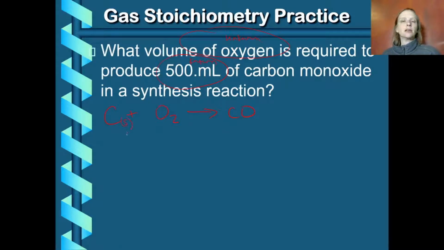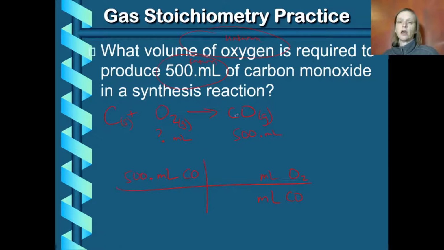Carbon is a solid, so I can't use our new trick on that material, but oxygen and carbon monoxide are gases, and those are the 2 substances I'm asking about. Carbon monoxide, I want to have 500 milliliters of it, and I need to know how much oxygen is required. So to do the calculation, I start with my 500 milliliters of carbon monoxide, and I want to think of a conversion factor that gets rid of milliliters of carbon monoxide and brings in milliliters of oxygen.